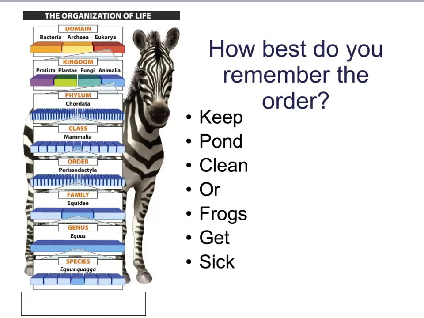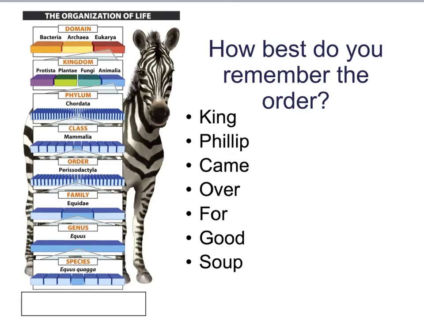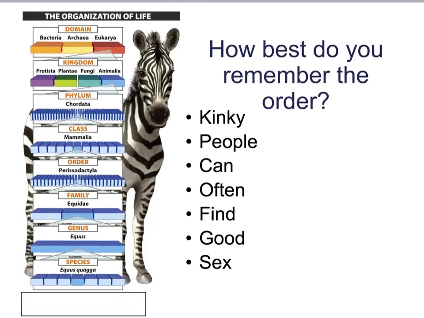There are a few devices to help you remember the order of this, such as keep pond clean or frogs get sick. King Philip came over for good soup. But whatever helps you remember this, that's what I'm interested in. Whatever works for you is fine with me, but I do want you to remember this.